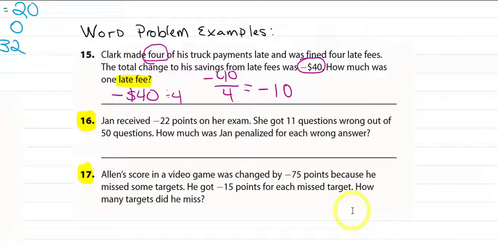Okay, but I have to make sure that I'm answering the question that was asked. The question that was asked was how much was one late fee? One late fee was $10. They deducted $10 for each late fee, but one late fee is $10. So my answer here is actually going to be $10.